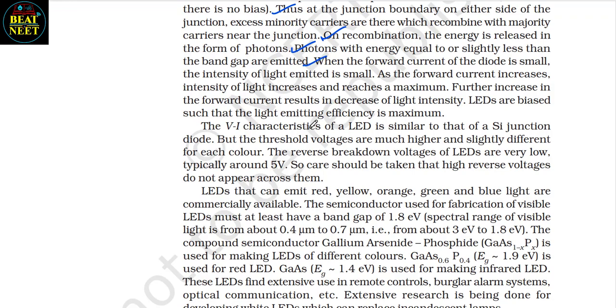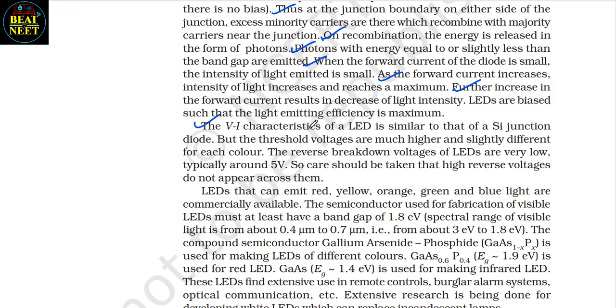When the forward current of the diode is small, the intensity of light emitted is small. As the forward current increases, intensity of light increases and reaches a maximum. Further increase in the forward current results in decrease of light intensity. LEDs are biased such that the light emitting efficiency is maximum.